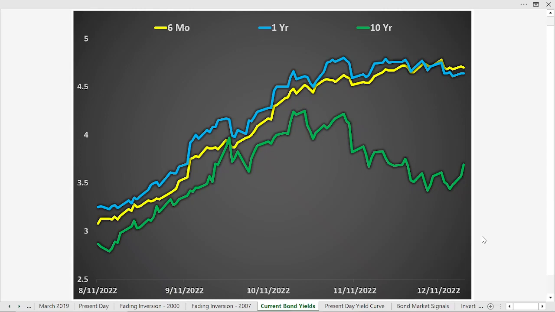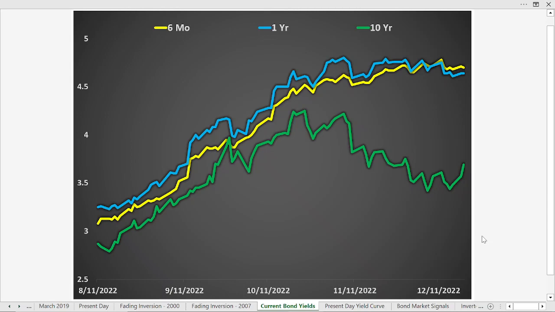Welcome back. I want to take a little time to talk about the inverted yield curve because the shape of the yield curve seems to be changing lately. And this could represent a pretty significant development in the financial markets.